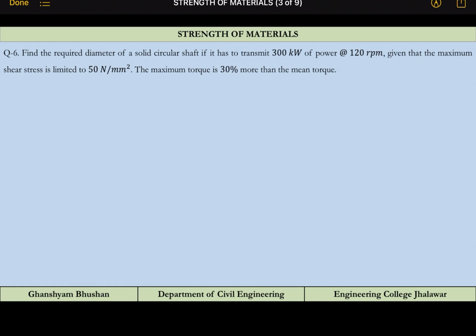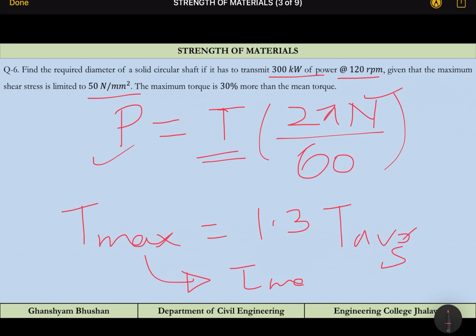P is given to us. P was T into 2 pi n by 60. P is given, n is given, so we can calculate T. T max is 1.3 times T average, and with this we can calculate tau max, which will be in terms of d. So we can calculate the diameter.